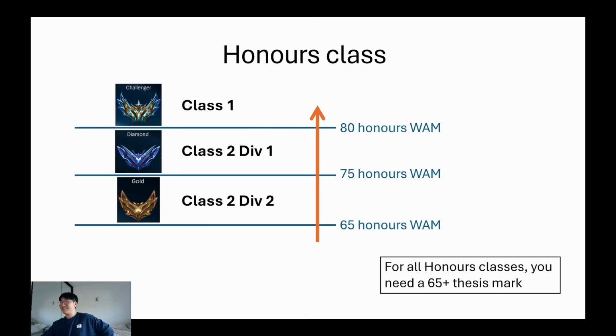Okay, so the first thing is understanding the honours classes. There's three that get recognized: class 1, class 2 div 1, class 2 div 2, and these are the threshold numbers. You need at least 80 honours WAM to get class 1, at least 75 honours WAM to get class 2 div 1, and at least 65 honours WAM to get class 2 div 2. For all of these classes, you need 65 plus in Thesis.